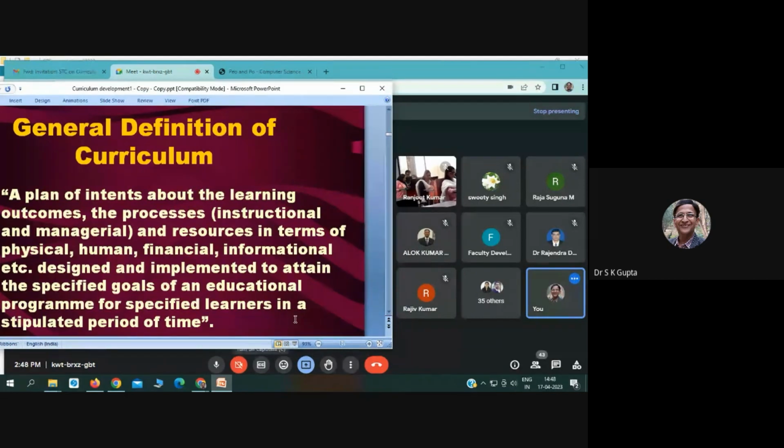So what will be the level of the program? You must have heard of NSQF, the National Skill Qualification Framework. That we also take into account while designing our programs.